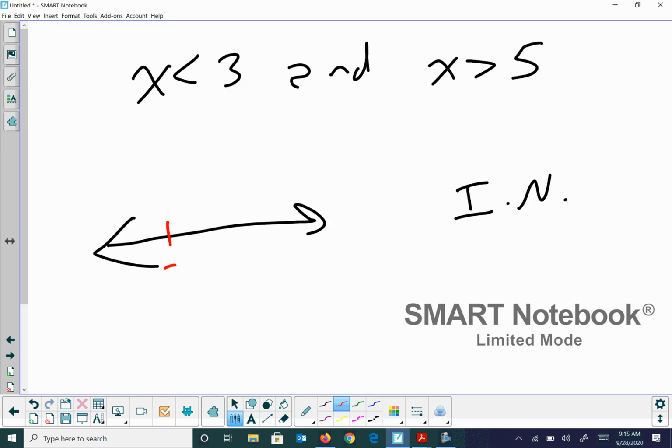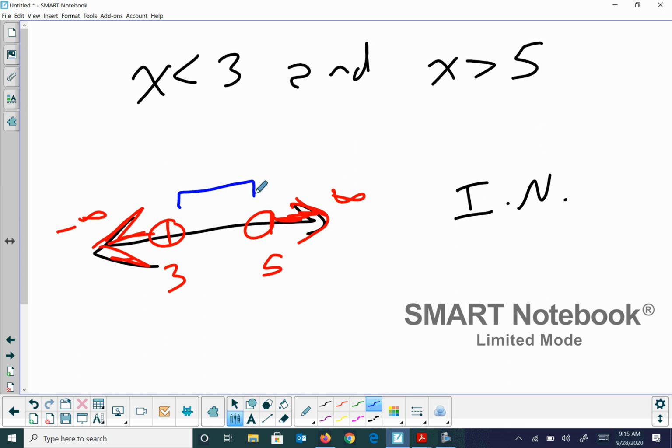And then same exact problem. I have a 3 and I have a 5. Open dot at 3 going this way. Open dot at the 5 going this way. Is there an overlap on this problem? This is where the overlap would take place. It's not there, so my answer to this one is empty set. There's no solution.